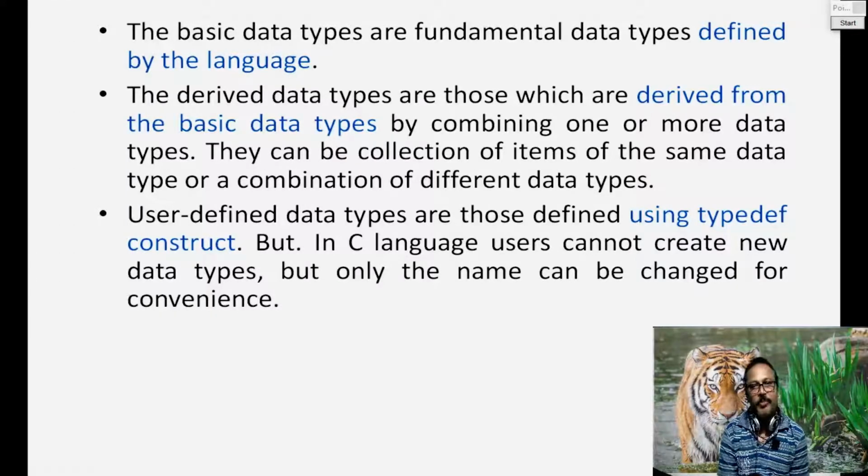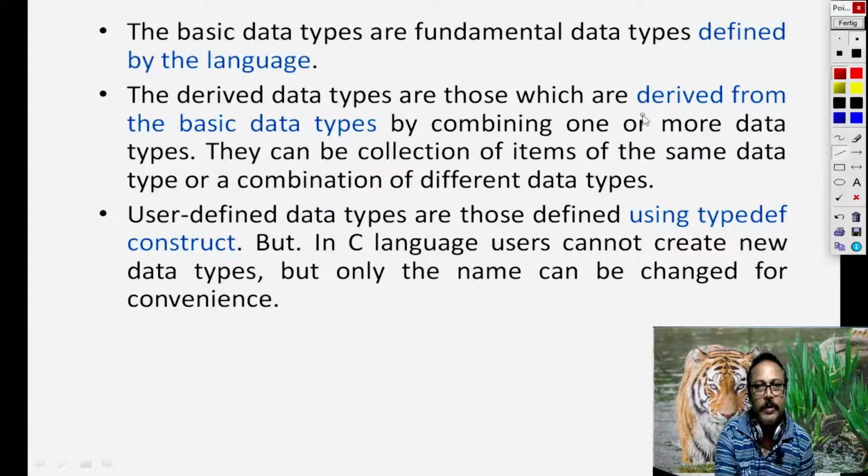Any other data type will be redefined or derived from these data types only. So they are fundamental. Without them, a programming language cannot survive. They are those that are defined by the language itself. Okay. Derived data types are those which are derived from the basic data types.